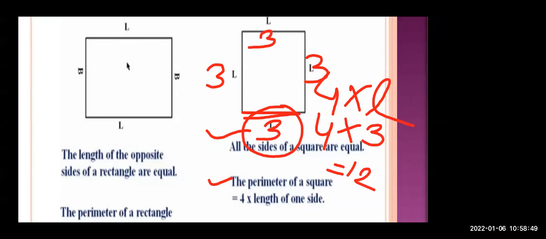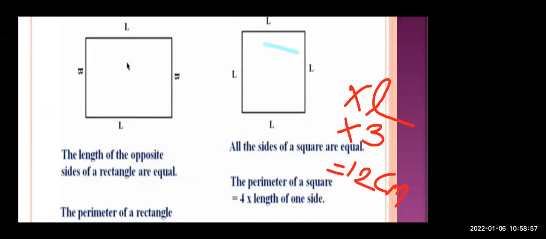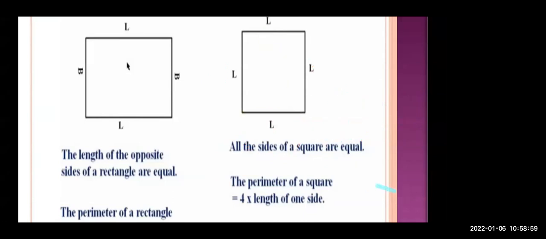4 3s is 12 centimeter or meter, whatever is the unit given. But the main thing you have to learn is the formula. The formula for perimeter of a square is 4 into length of one side. 4 into length of which side? One side. Clear?